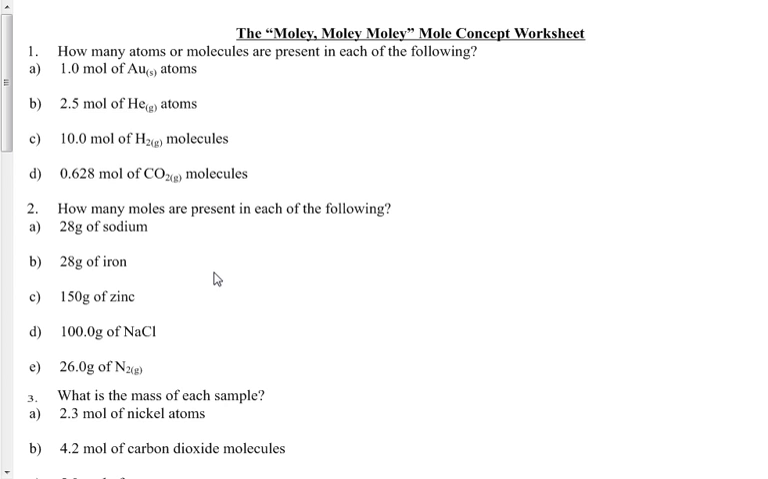How did I do that? I went 1 times 6.02 times 10 to the 23. Anytime we're figuring out number of particles, we multiply the number of moles by Avogadro's number.